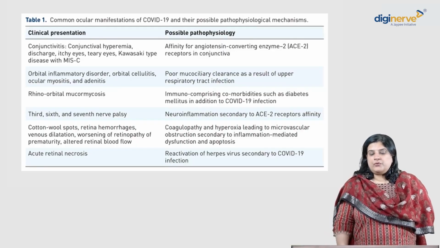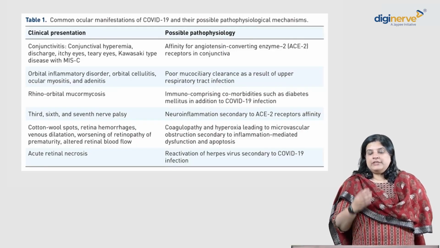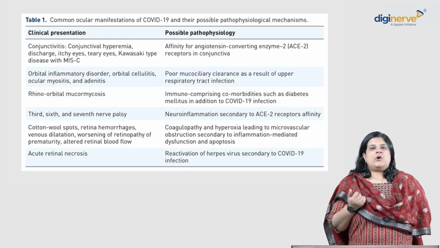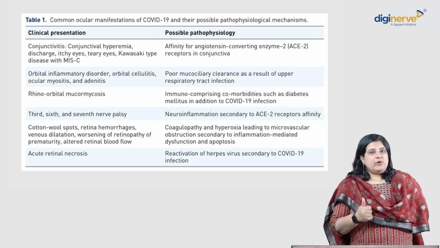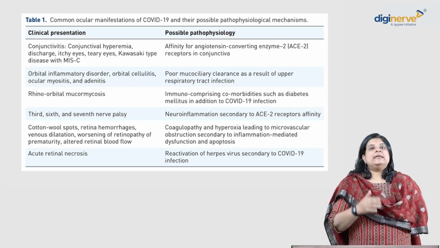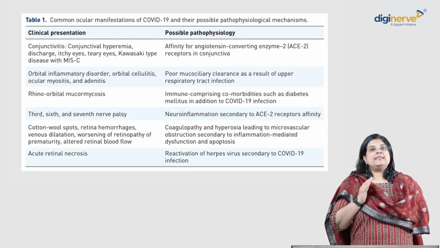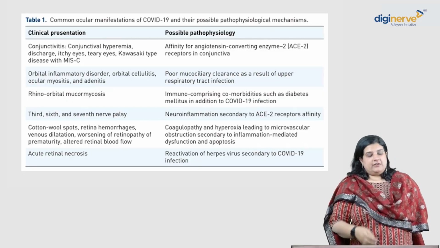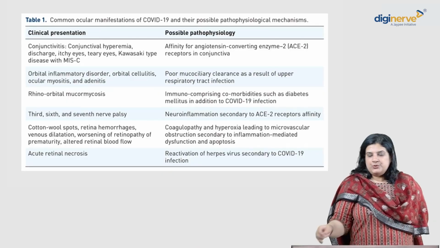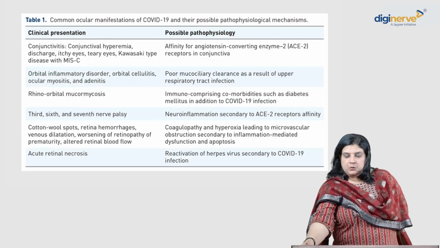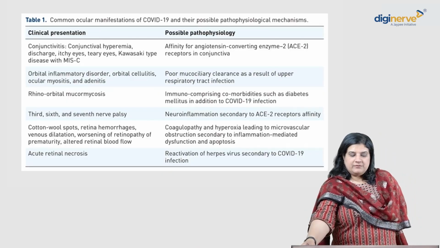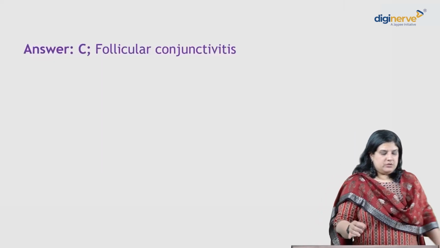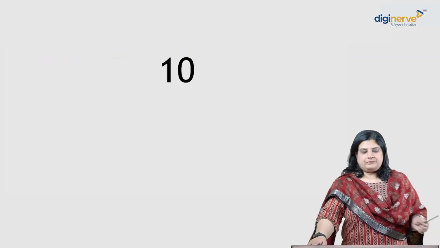That was because of the increased affinity for the ACE2 enzyme: ocular inflammatory disorders, orbital cellulitis, rhinoorbital mucormycosis, 3rd, 6th, and 7th nerve palsies, cotton wool spots, retinal vascular occlusions, and acute retinal necrosis, which was because of the reactivation of the herpes virus. But having said that, conjunctivitis was still the most common manifestation.